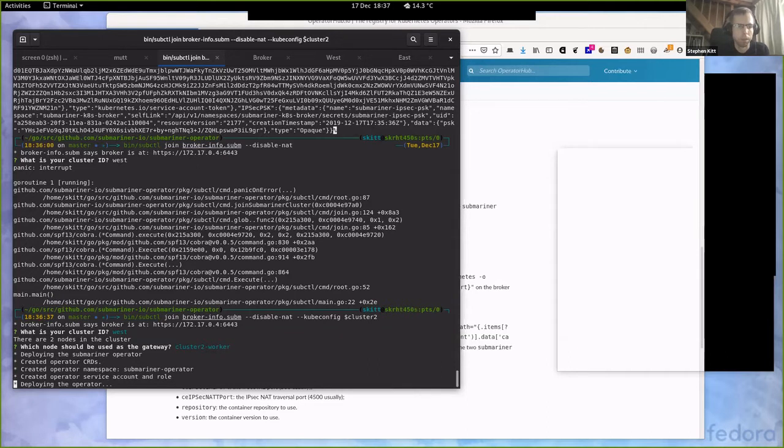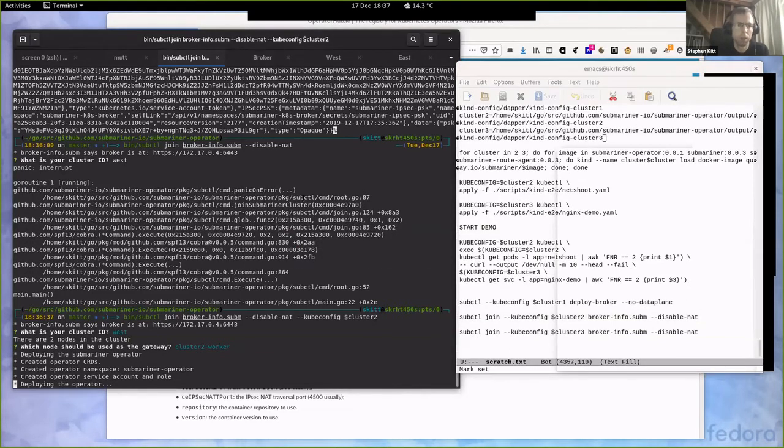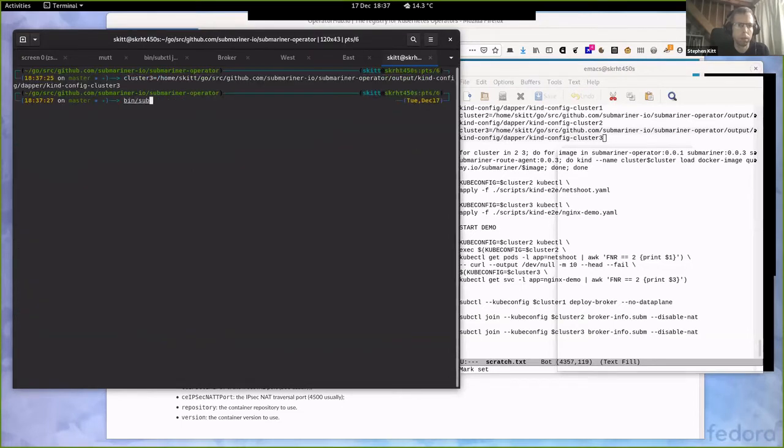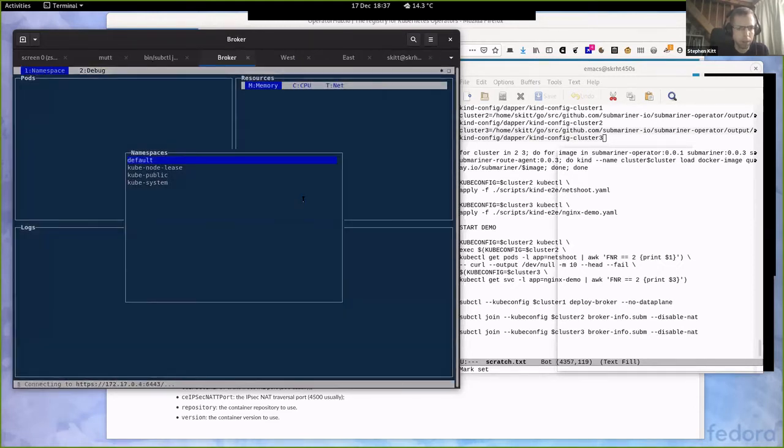So while it's doing that on this cluster, I'll start on the other cluster as well. Sorry about that. Oh, I'll just do it here.